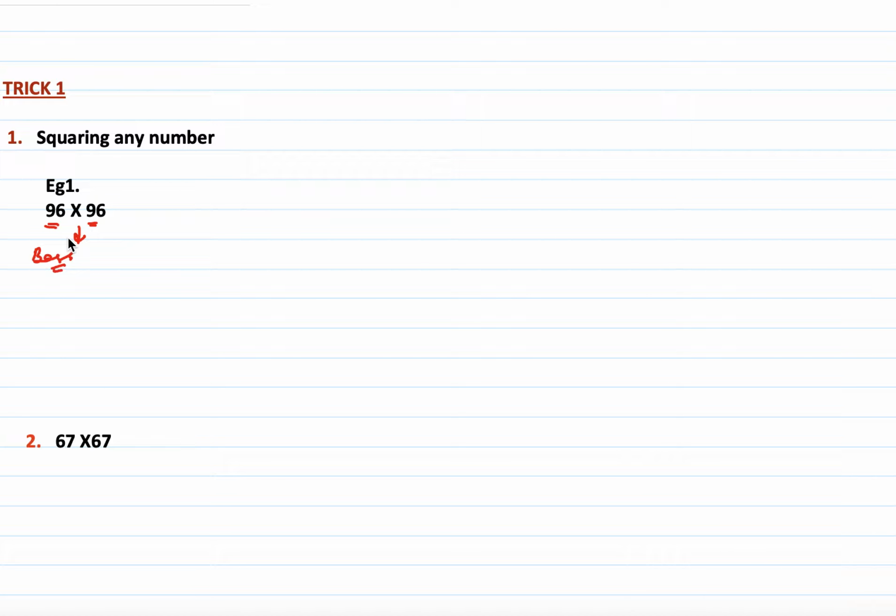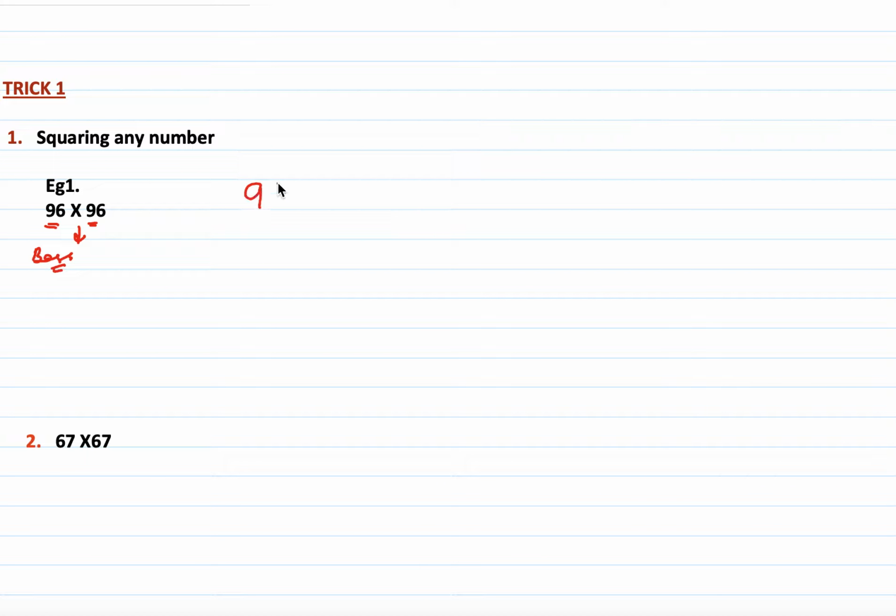The base should always be a multiple of 10. It could be 10, 100, 1000, but the base should be closer to the number, right? So generally we take base as 10, 100, 1000, like that. So if we are taking 96, our base will be 100.